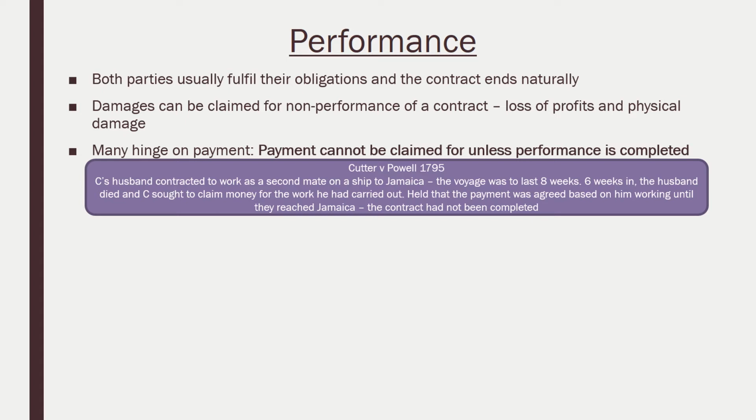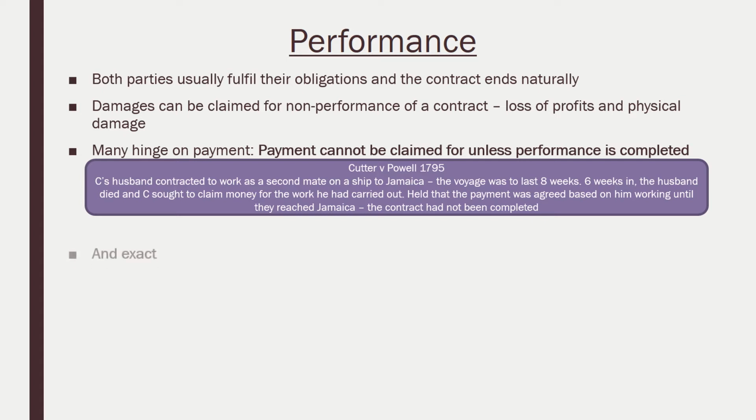So it was held that the contract had not been completed. So the payment for him working was agreed based on him working until they reached Jamaica. So he had not performed the contract. Now, that on the face of it seems to be very unfair, and there are other areas of contract law perhaps that we could seek to use here, and certainly the claimant's husband could have argued that this was well out of his control. It does seem unfair, but that's the basic rule. Okay, so payment usually cannot be claimed for or enforced by the claimant unless the performance has been completed. So unless they have performed their obligations and therefore discharged their obligations under the contract.